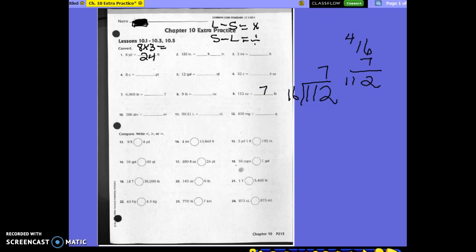Okay, we're going to go on down. On 13 through 24, you're going to have to do the same thing you did up here, but you're going to have to tell me if it's less than, greater than, or equal to.